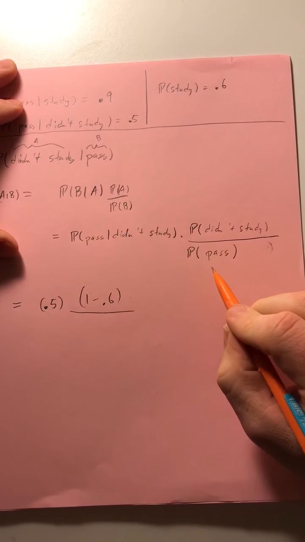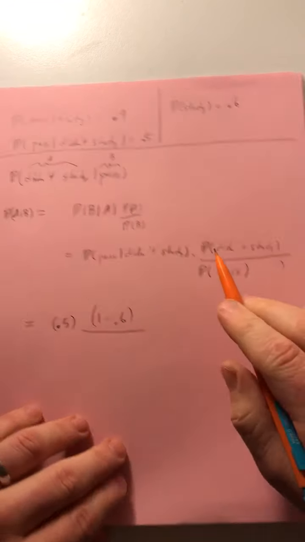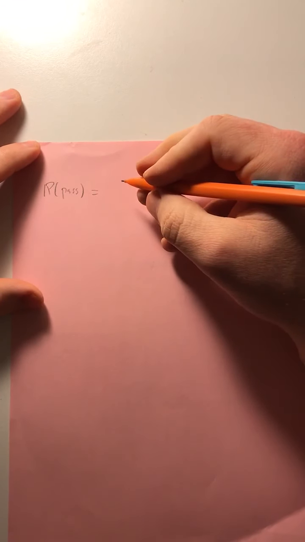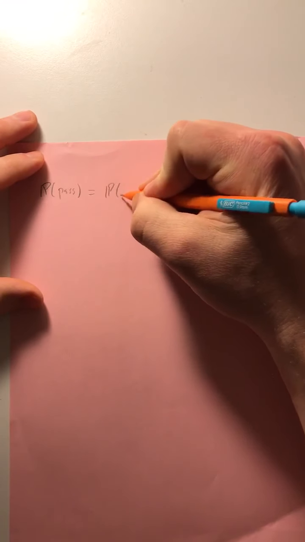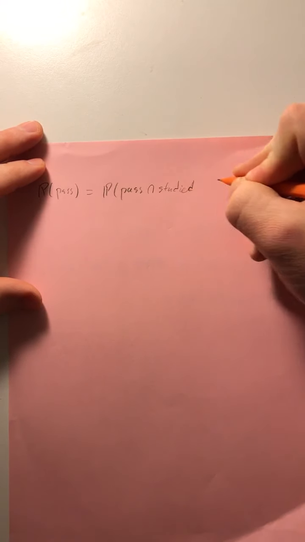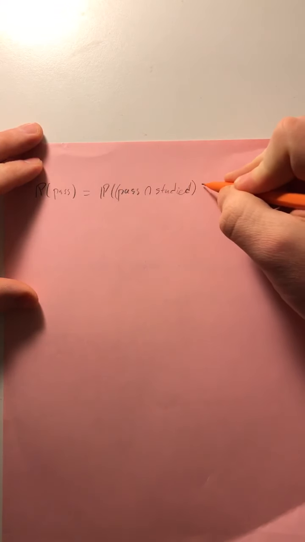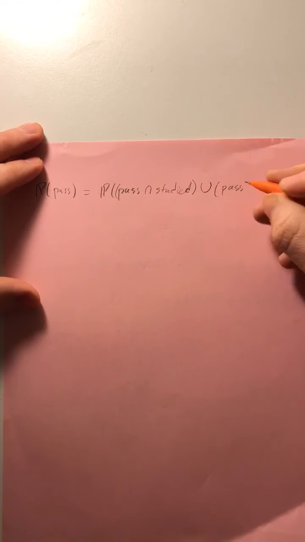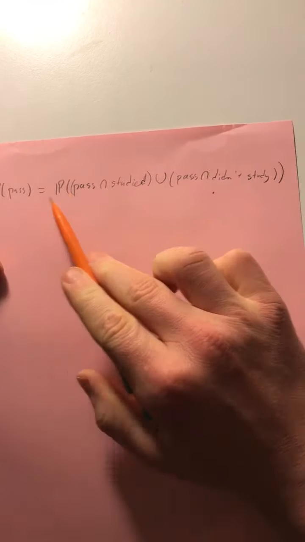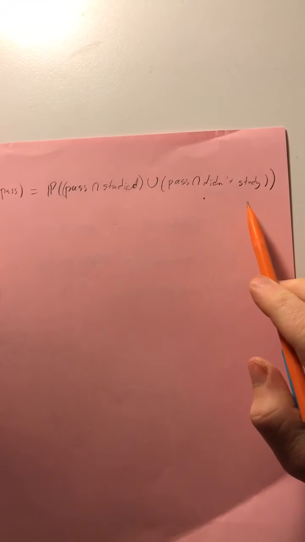And now we have to know the probability that you passed. That one we have to figure out, so let's figure that out. Here's a very standard technique, and this is important, and it uses our probability of disjoint events. The probability that you passed is the probability that you passed and studied, or the probability that you passed and didn't study. If you pass, then either you passed and studied, or you passed and you didn't study. That's it.